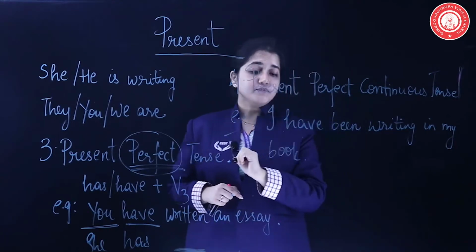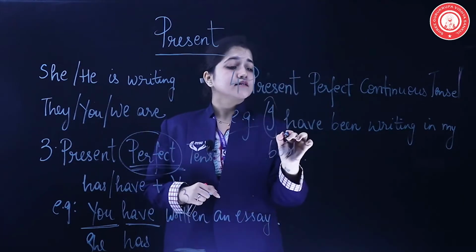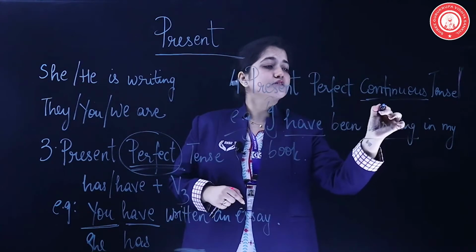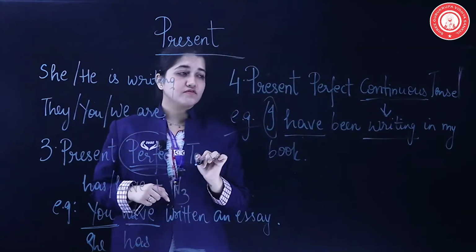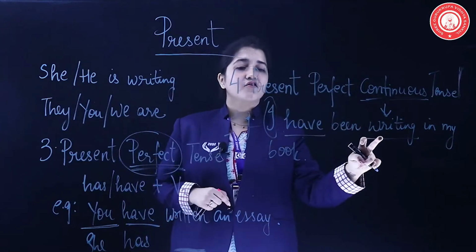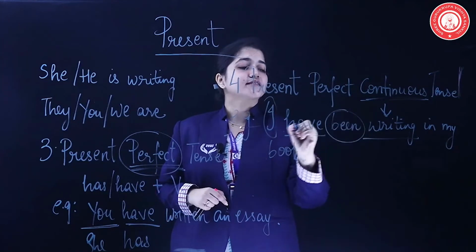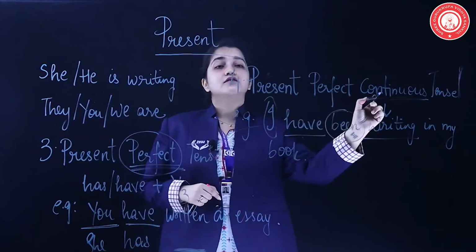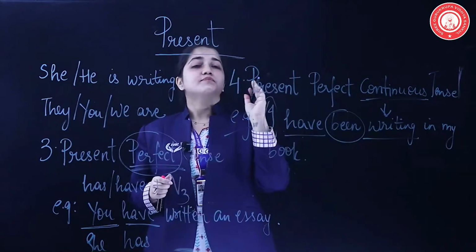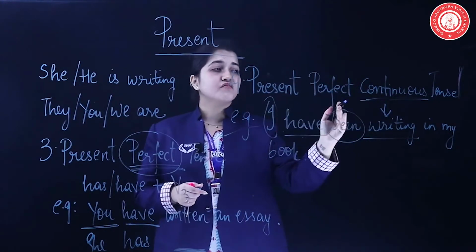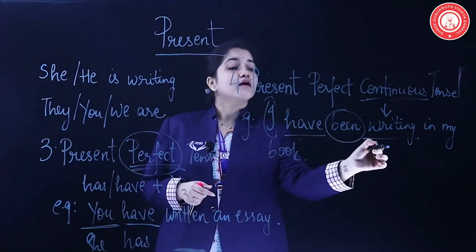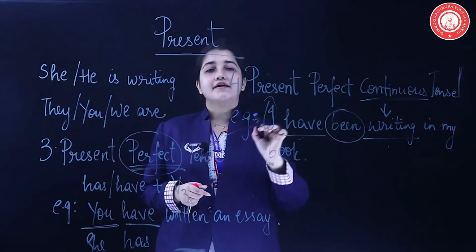So look over here. This is the subject. This is the helping verb. This is, of course, because of the continuous tense, we are using ing form of the verb. To join have and writing, we have added an extra been, which will always be a part when perfect continuous tense is being talked about. Whether it's past perfect continuous tense or future perfect continuous tense, just remember between the helping verb and the main ing form of the verb, you have to add a been.